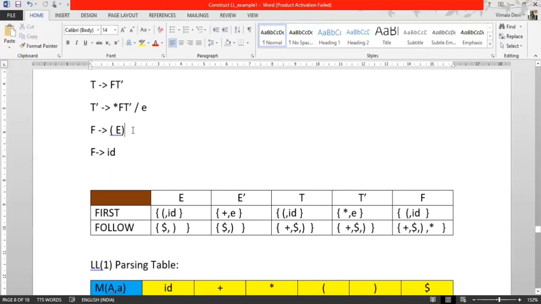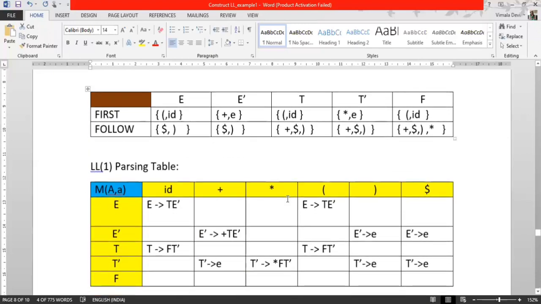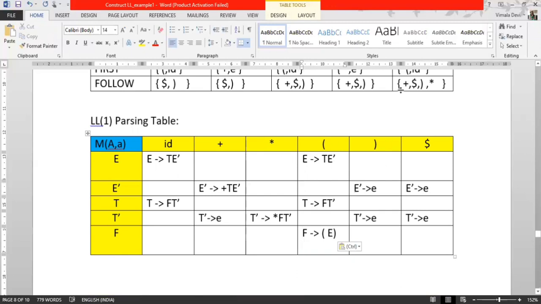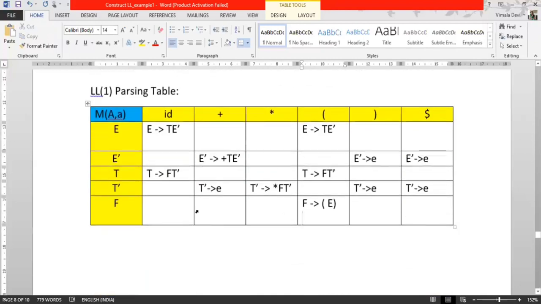Again, the last rule I have written as two separate rules. F derives (E). You consider that. Out of this rule, the first set of F, what we would have obtained, is nothing but the open parenthesis. So F comma open parenthesis, we need to update the rule F derives (E). Then F comma ID, we have to update the rule F derives ID. This is how we have to fill the parsing table. If the parsing table is filled, we can move on to the next step.